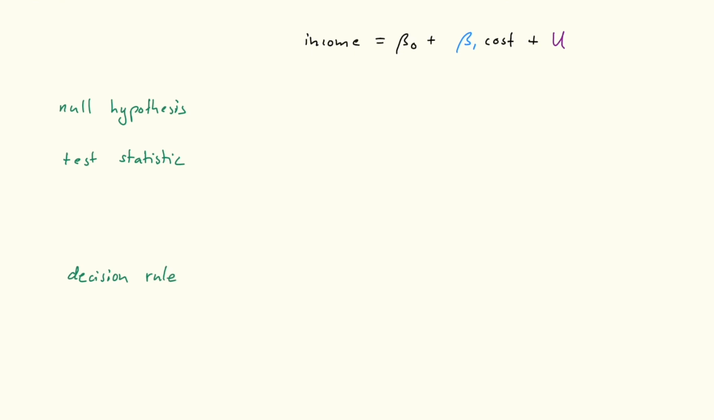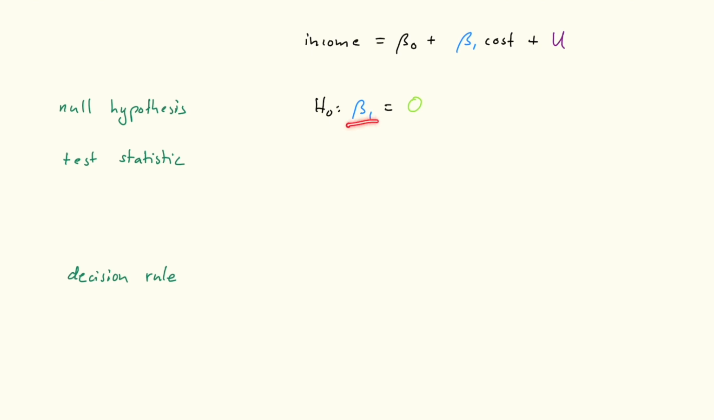We consider the null hypothesis that beta 1 is equal to 0. Economically, this means that there is no causal effect of the cost of education. Recall that we are setting up the null hypothesis in order to reject it, or in order to disprove it. So with this null hypothesis, what we really are trying to show is that there is a causal effect of the cost of education on income.